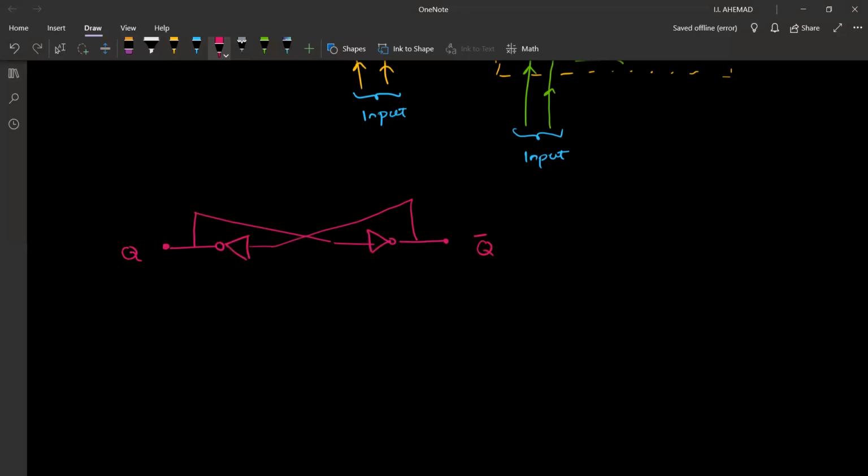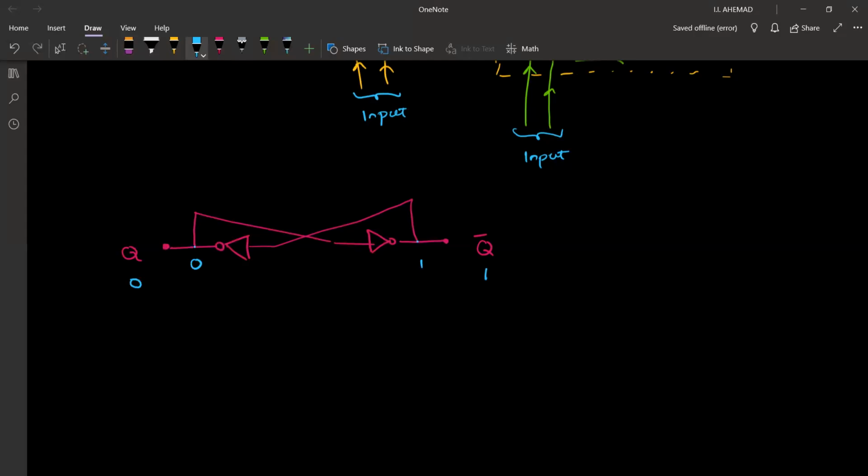Now I'll take Q and Q dash. You will understand the reason why. Let's say the input is 0. We have a NOT gate, therefore the output becomes 1. So over here it's 0, over here it's 1. And again, if this one goes through this NOT gate, it becomes 0. So these values are stable. This 0 and this 1 are stable.